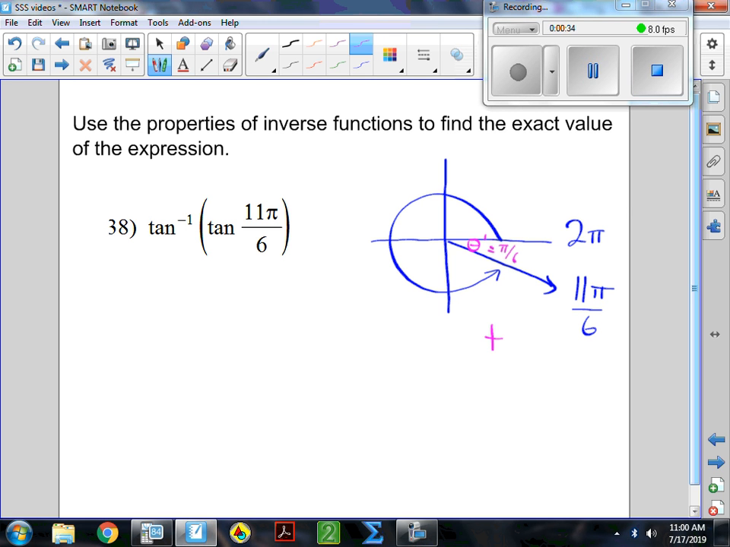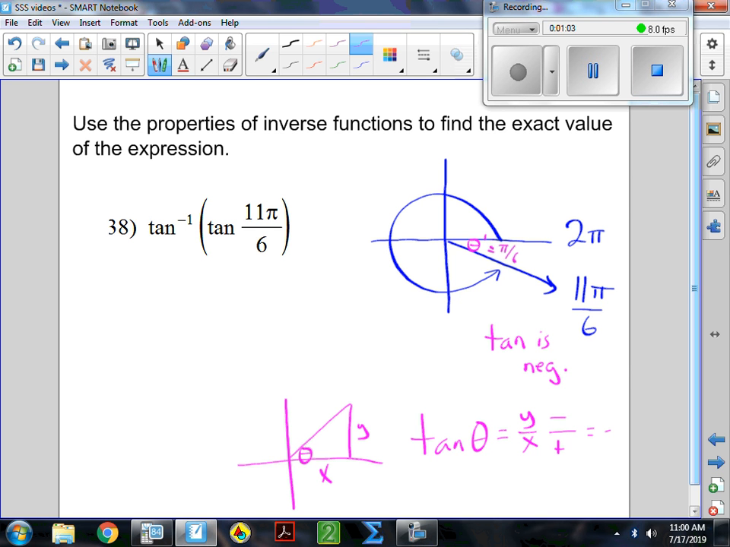Tangent is negative in this quadrant, in both quadrants 4 and quadrants 2. Tangent theta is equal to y over x when defined by a right triangle drawn in quadrant 1. So opposite over adjacent is y over x. So in quadrant 4, since the y value is negative and the x value is positive, I'm going to get a negative answer.